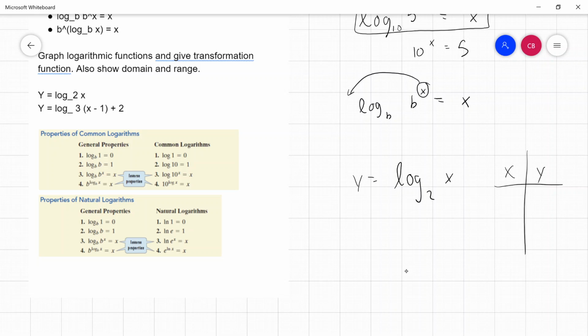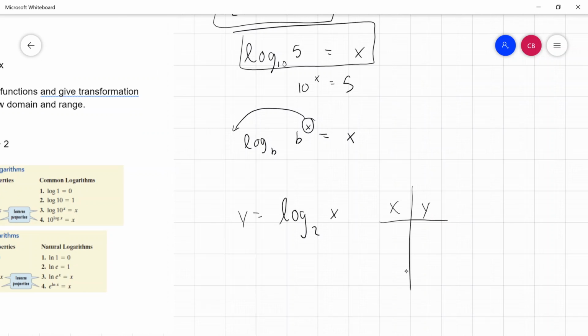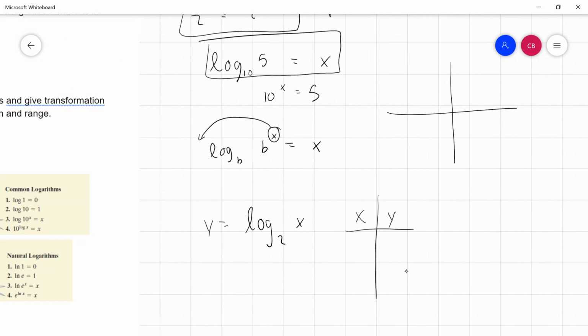And the reason is because remember on our other graph when we had 2 to the x, it looked like this and it didn't go below into the negatives. So that's why the domain of this has to be positive, because remember they're inverses of each other, so the range on that becomes the domain here, and so you cannot use 0. So let's use 1. Let's use 2. Let's use 4. And let's look at these values.